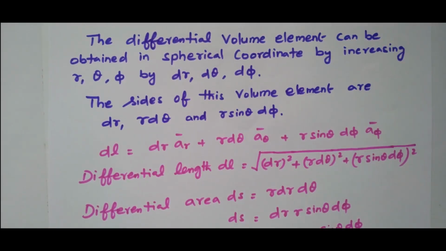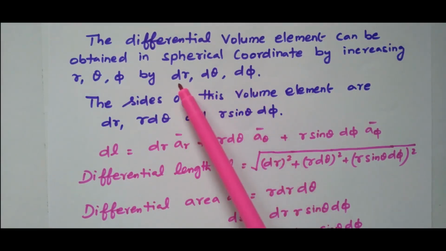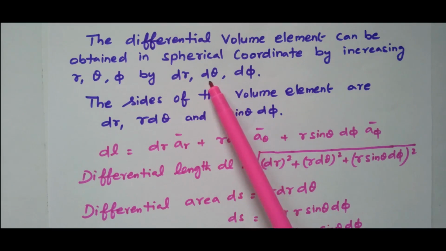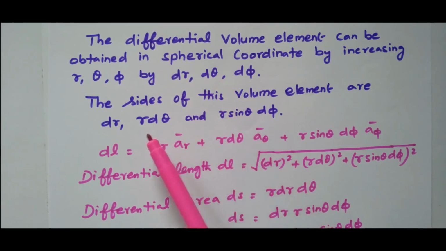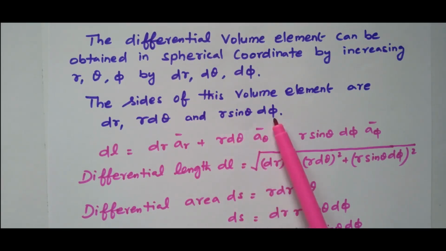In order to find the differential volume, now this r, theta and phi are increased into dr, d phi and d theta, right? So the dr is already a length, but d phi and d theta are the angles. So that should be represented in terms of length. So this d theta is nothing but r into d theta. R into d theta is equivalent to the length. Similarly, this d phi is converted into r sin theta into d phi. So this also is now represented as a length.